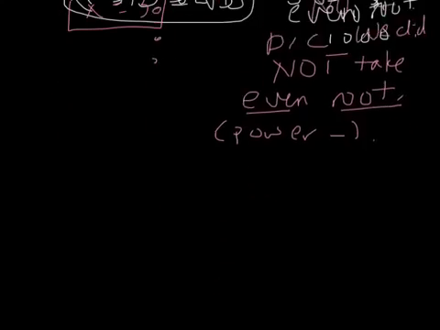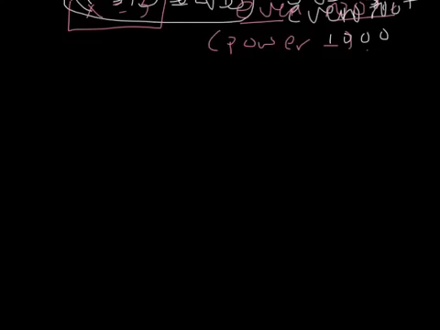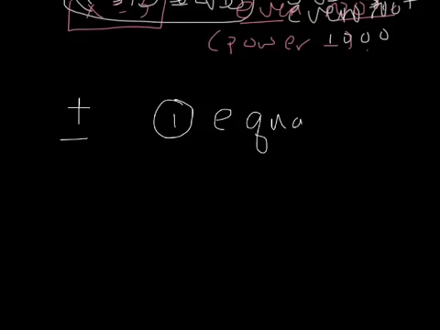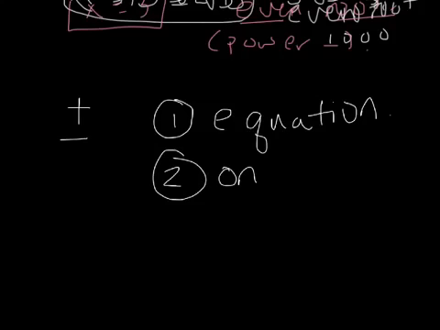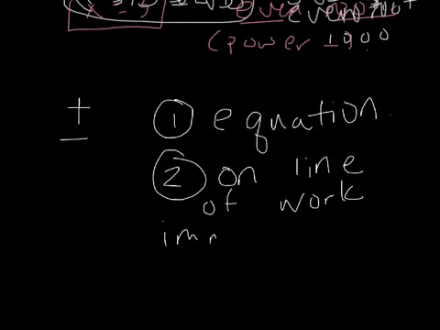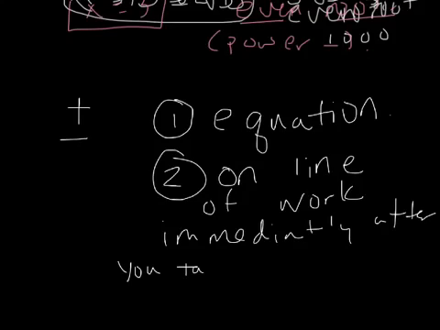So let me just write it in words one more time. What you have to have is, for the plus minus to happen, one, you have to be solving an equation. So don't randomly put it on the simplify ones. And two, it's on the line of work immediately after you take an even root of both sides.